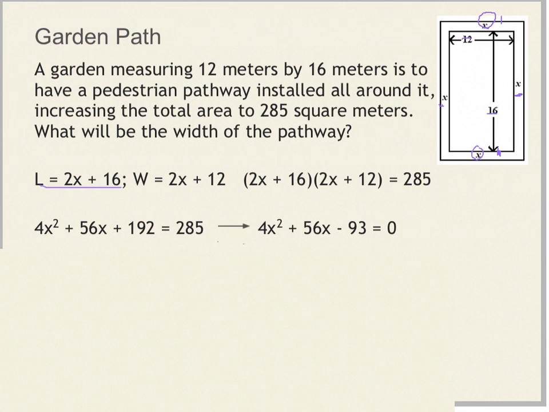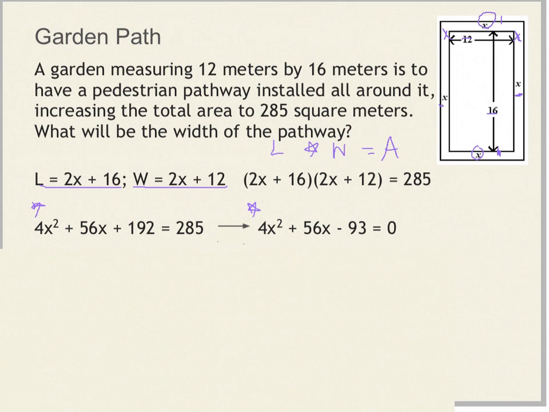This gives us length equals 2x plus 16. And our width of 12 meters, when the pathway is added, we have an x and an x, or again, 2x being added to that. We can recall that area is length times width for a rectangle, and so our length of 2x plus 16 is being multiplied by our width of 2x plus 12, and I set that equal to our area of 285. In this step, I distributed those binomials, or FOILed, and then I subtracted 285 to set this equal to 0.